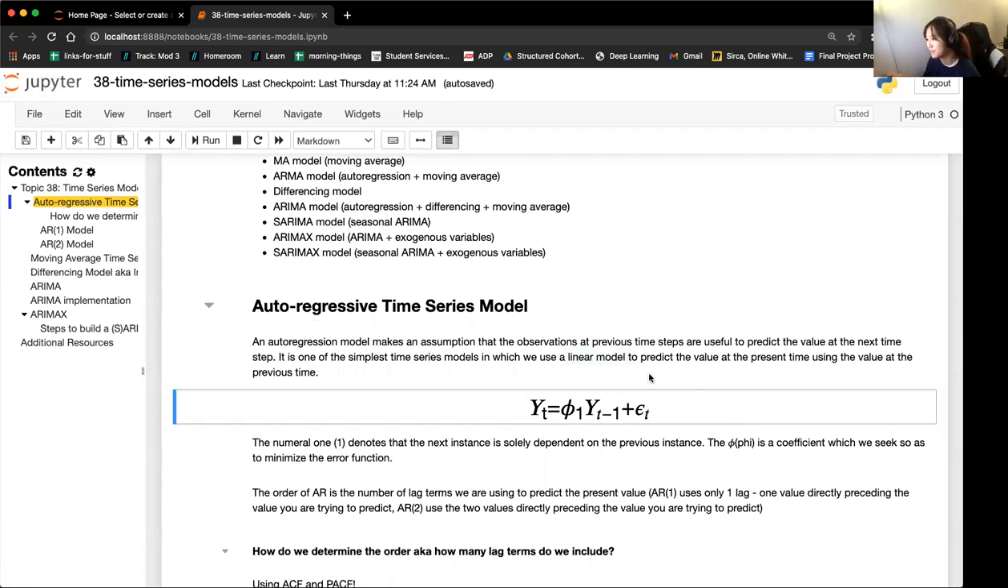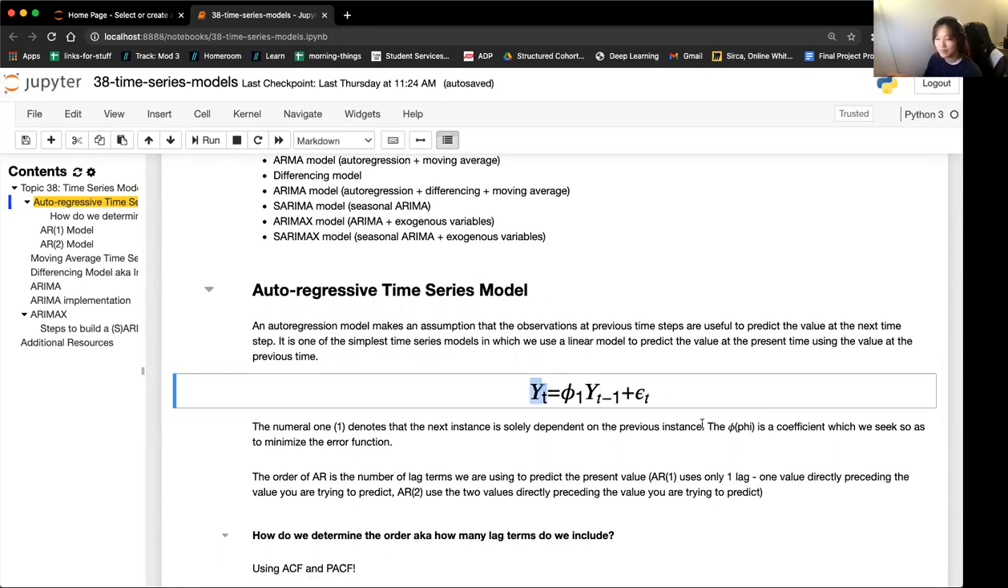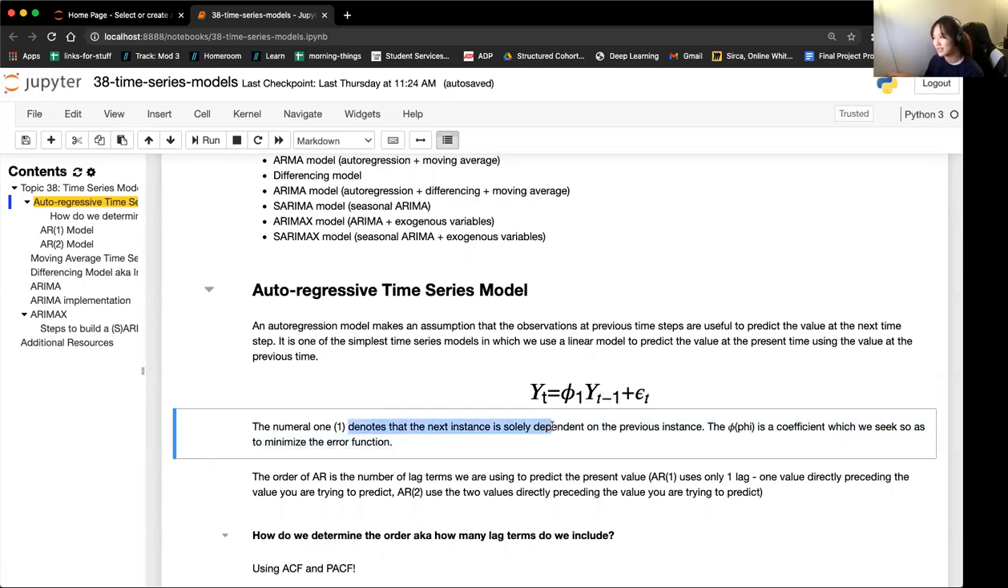So if you take a look here, we have the value today is equal to some coefficient, and we'll just use phi to represent it, multiplied by the value yesterday, plus some error term or some constant. You can think of this as the intercept term, coefficient, and the variable. So this -1 denotes that the next instance is solely dependent on the previous instance. And the phi is the coefficient that we seek to find by minimizing whatever error function we're using.